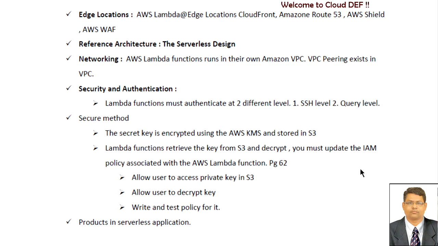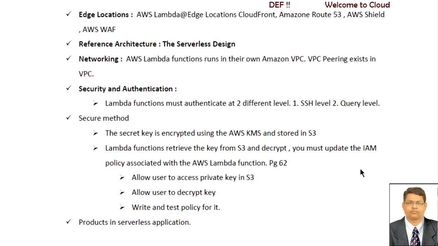Reference architecture, the serverless design. Networking: AWS Lambda functions run in their own Amazon VPC. VPC peering exists in VPC. Security and authentication: Lambda functions must authenticate at two different levels, level 1 SSH and level 2 query level. Secure method: the secret key is encrypted using AWS KMS and stored in S3. Lambda functions retrieve the key from S3 and decrypt it.